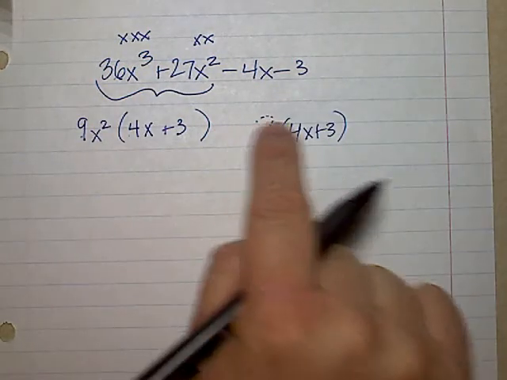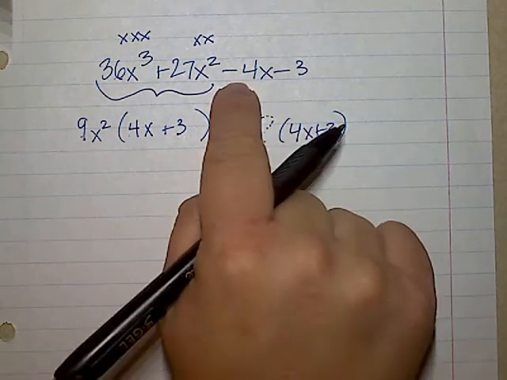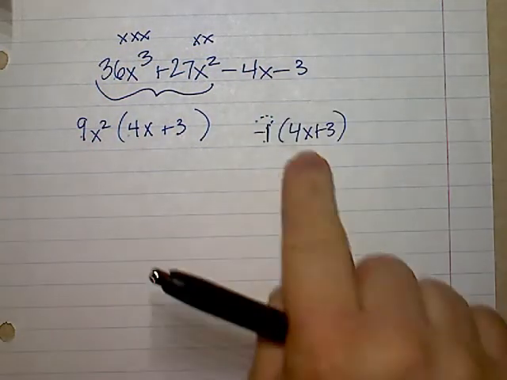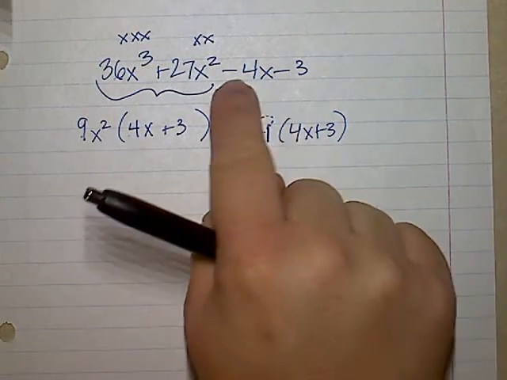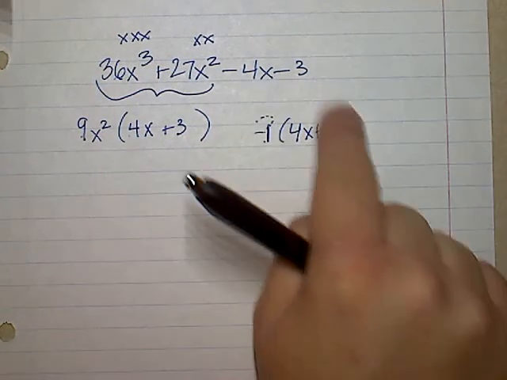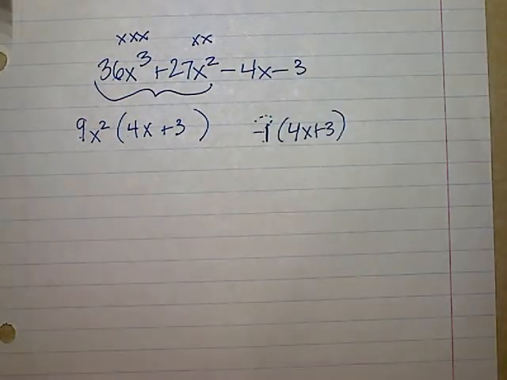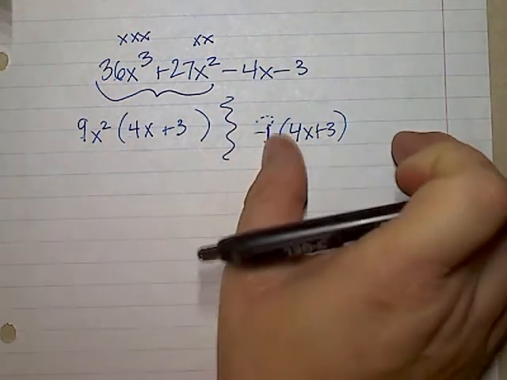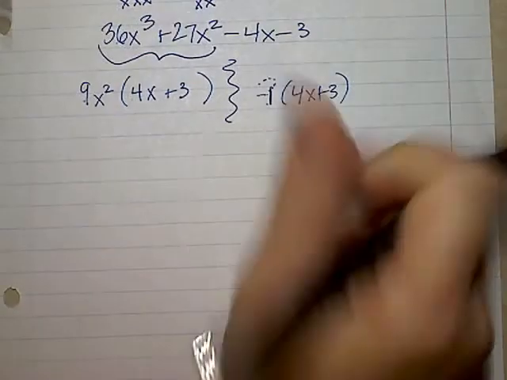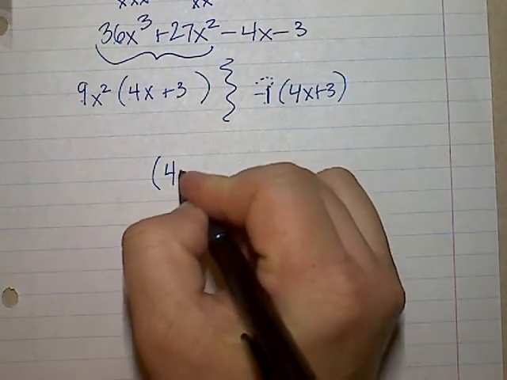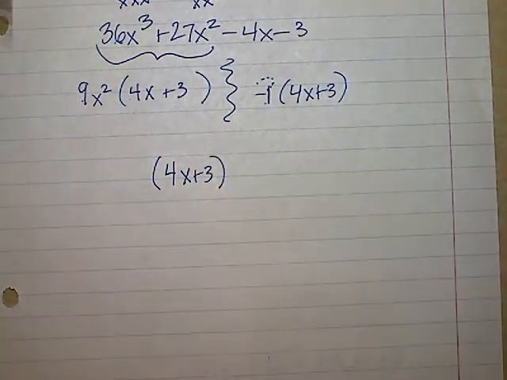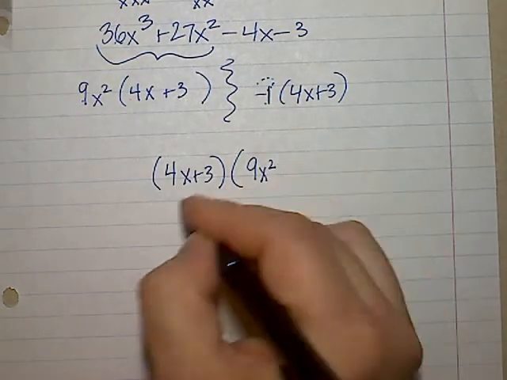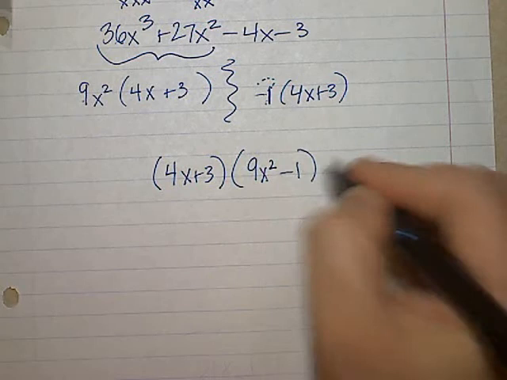So is there a number I can take times 4x and get negative 4x? Sure, negative 1. Well, let's see if this works. Okay, I distribute, yes, I get negative 4x. I distribute, yes, I get negative 3. Okay, great. So what do I do next? Think of this as like a front half and a back half. See how they both have the exact same parenthesis? I write that parenthesis down just one time. Now, what's in front of the first parenthesis? 9x squared. What's in front of the second parenthesis? Negative 1.